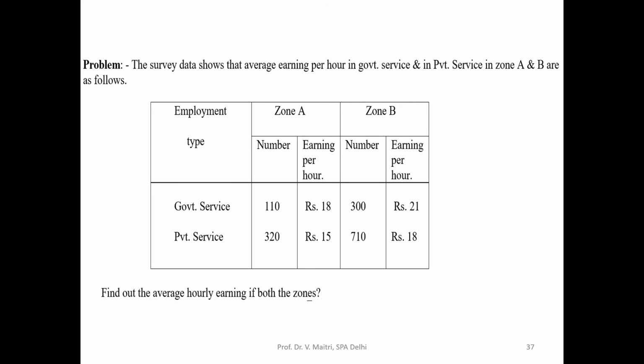Now another example. The survey data shows the average earning per hour in government service and in private service in zone A and B as follows. In zone A, government service persons are 110, in private service there are 320, and earning there are 18 rupees and 15 rupees. In zone B there are 300 employees in government and 710 in private sector, and they are earning 21 rupees per hour and 81 rupees per hour. Can we say that the average hourly earning of both zones is the same or not?